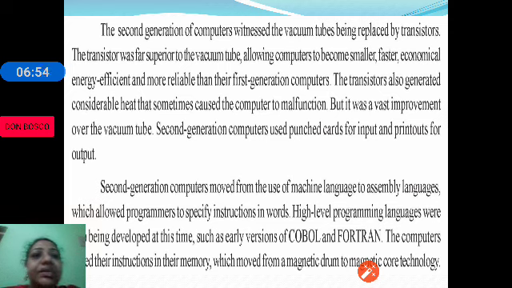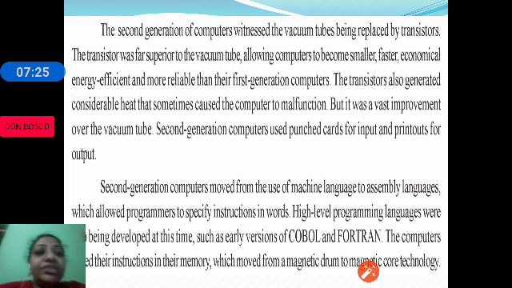Transistors generated considerably less heat compared to vacuum tubes. Second generation computers moved from machine language to assembly language. As in first generation, only machine languages were used. In the second generation, assembly languages were used, and also high level languages were introduced.